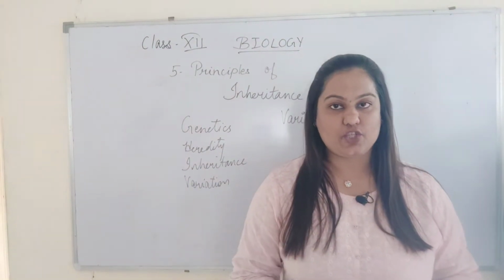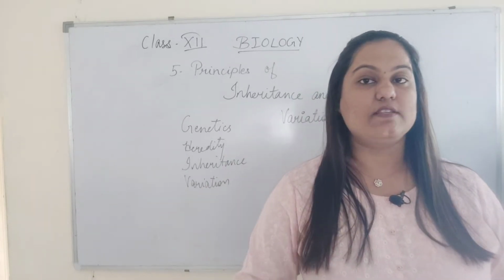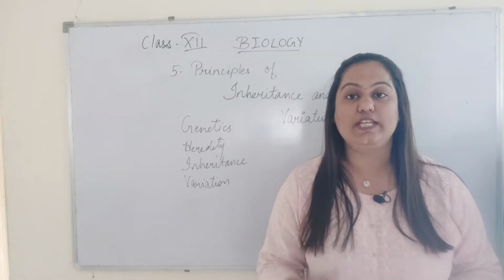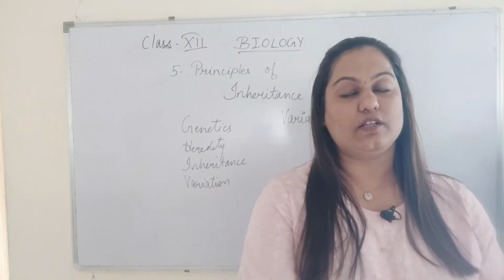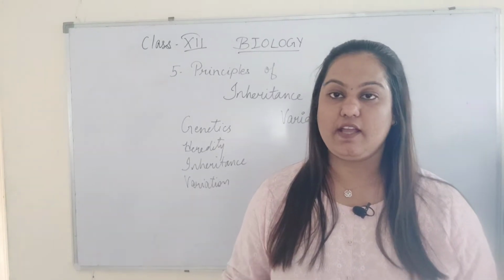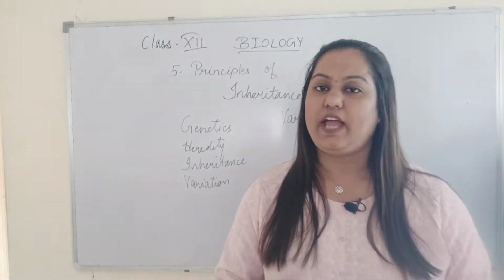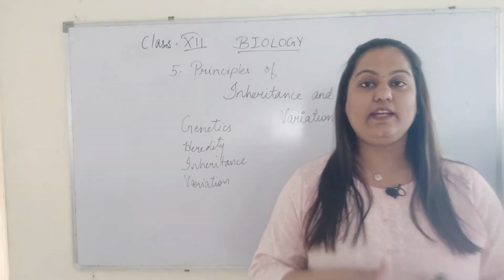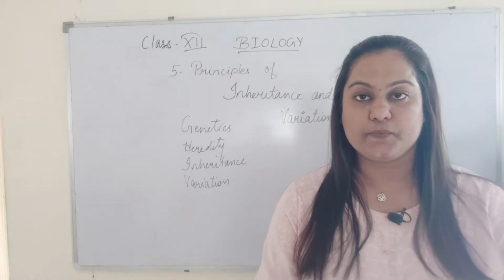Now, before starting the chapter, let us understand some basic terminology. First is genetics. Genetics is the branch of biology which deals with the transfer of characters from one generation to another generation. In genetics, we study about heredity, inheritance, variation, gene transfer, and many other things. Now, what is heredity? Heredity is the process of transfer of characters from one generation to another.